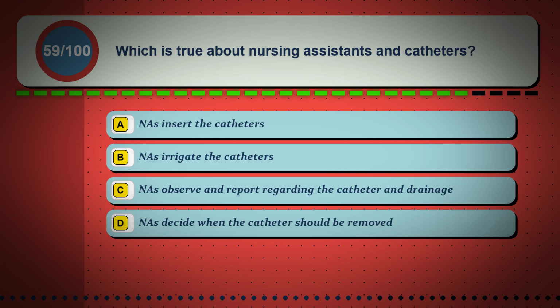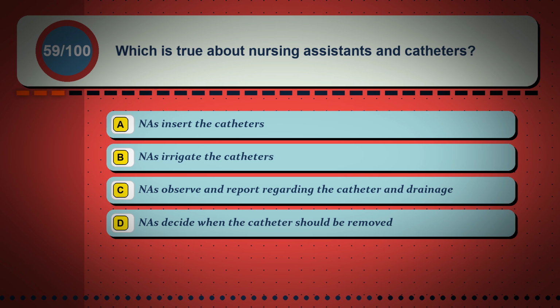Question 59. Which is true about nursing assistants and catheters? Option A, NAs insert the catheters. Option B, NAs irrigate the catheters. Option C, NAs observe and report regarding the catheter and drainage. Option D, NAs decide when the catheter should be removed.